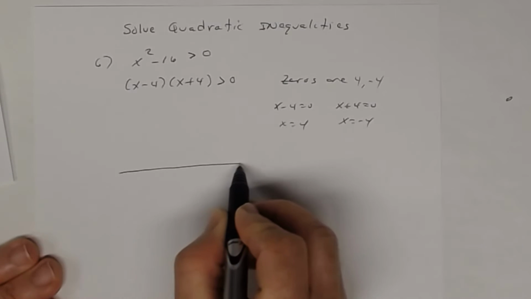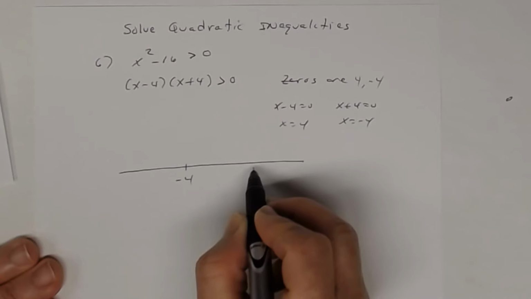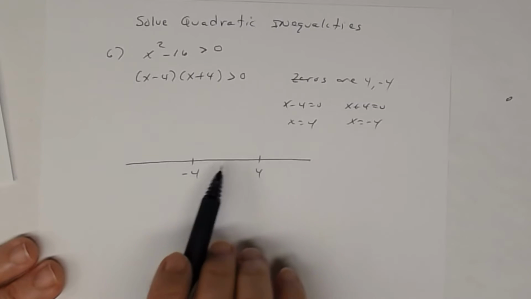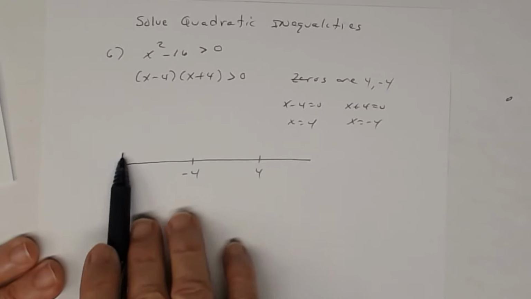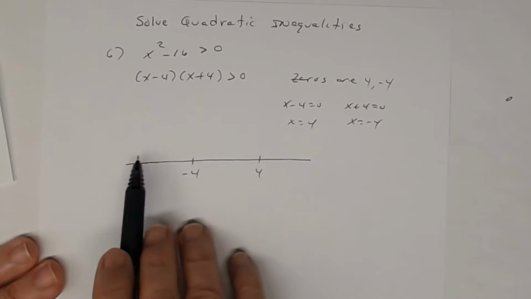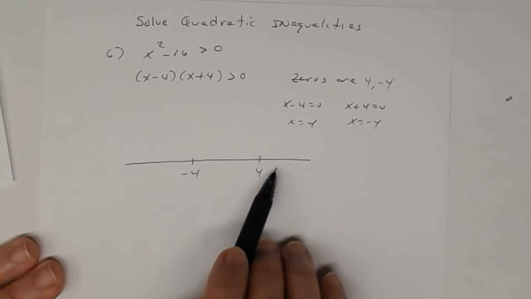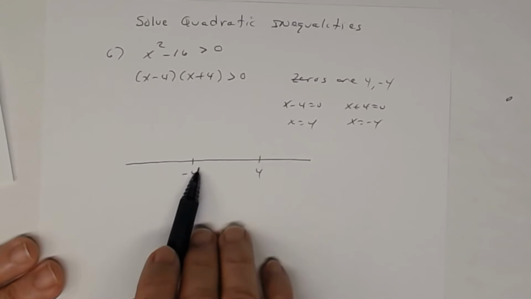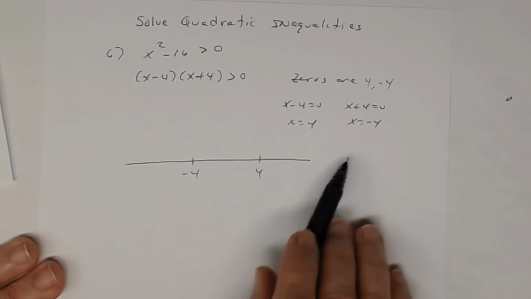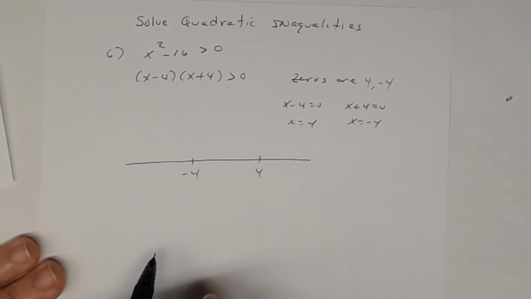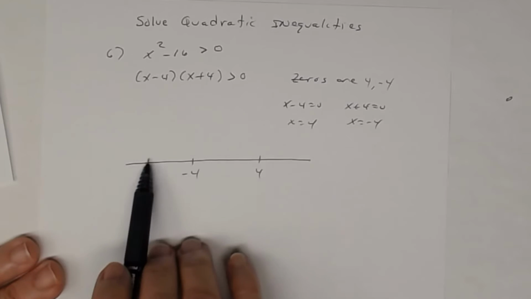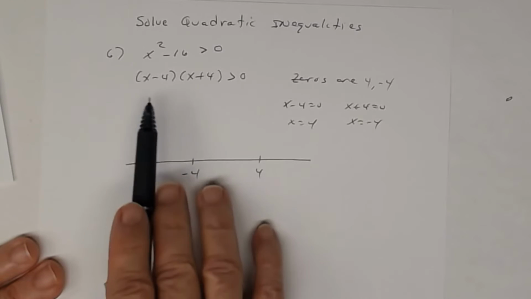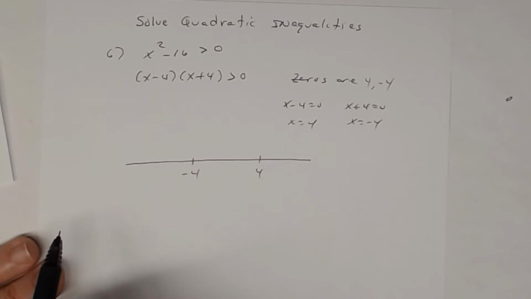So when I put those on the number line, negative 4 is going to be listed first, and 4 will be listed second. Remember, when you put your zeros on the number line, you are actually dividing the number line, and there are 2 zeros, so you're dividing the number line into 3 intervals: negative infinity to negative 4, negative 4 to 4, and then 4 to infinity. Okay? And so we've got to determine which of those intervals will be solutions to this inequality.